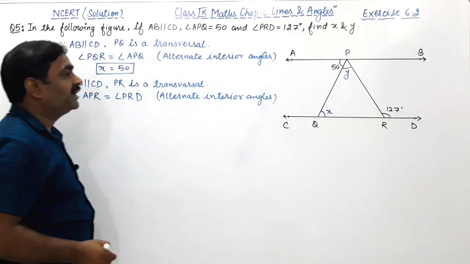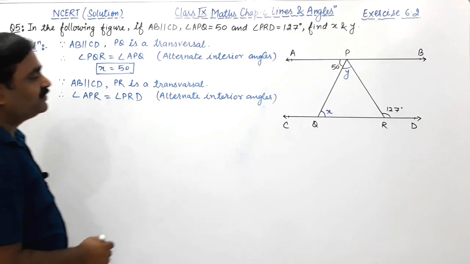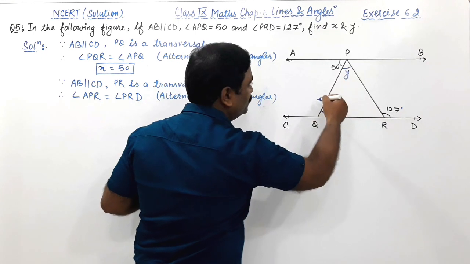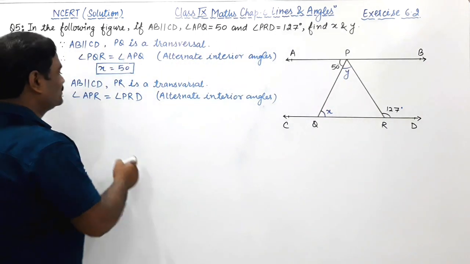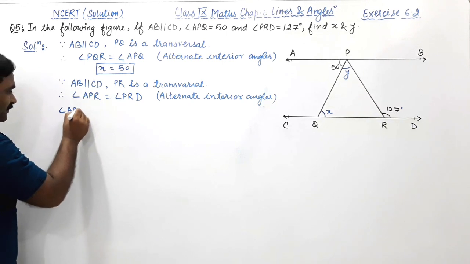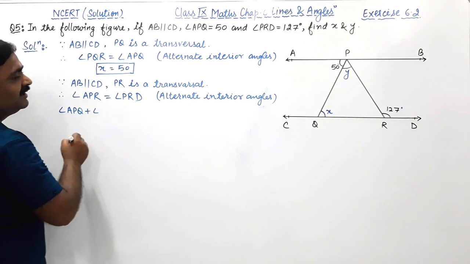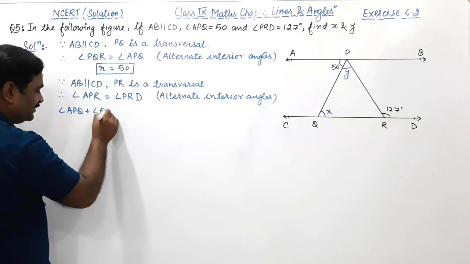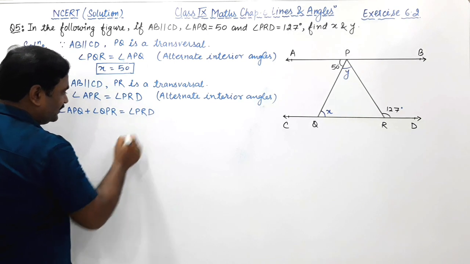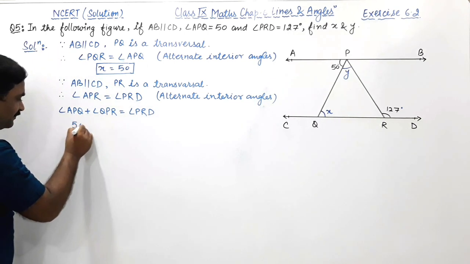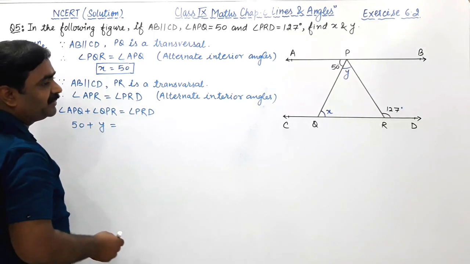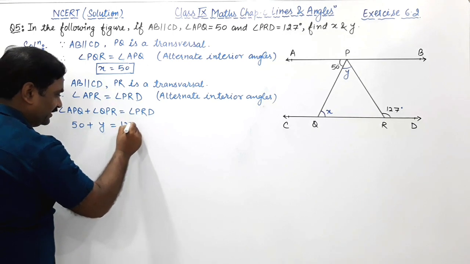Right friends? Okay. Now at the place of APR there are two angles, APQ plus QPR. So APR can be written as angle APQ plus angle QPR, which is equal to angle PRD. Now APQ is 50 degrees, plus angle QPR is y degrees, equals the measure of angle PRD, which is given as 126.7 degrees.